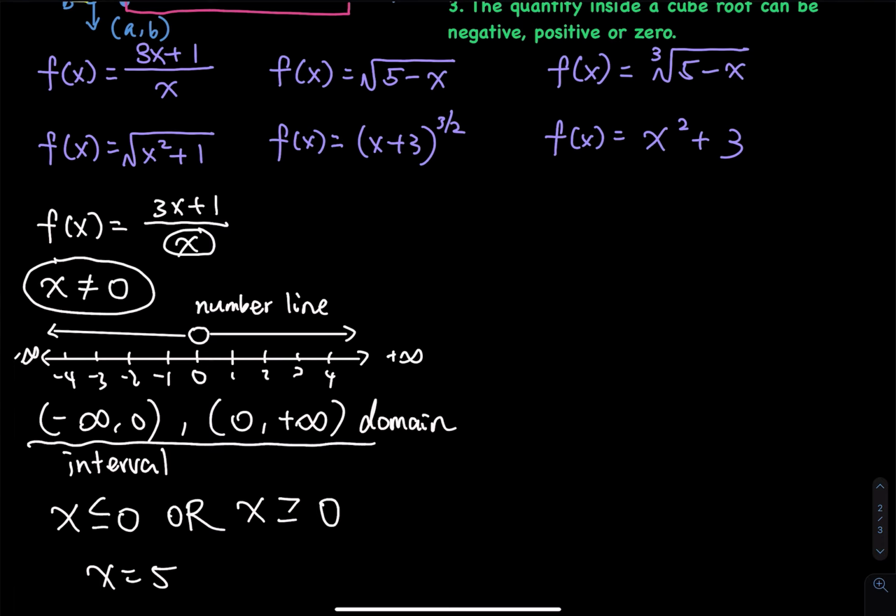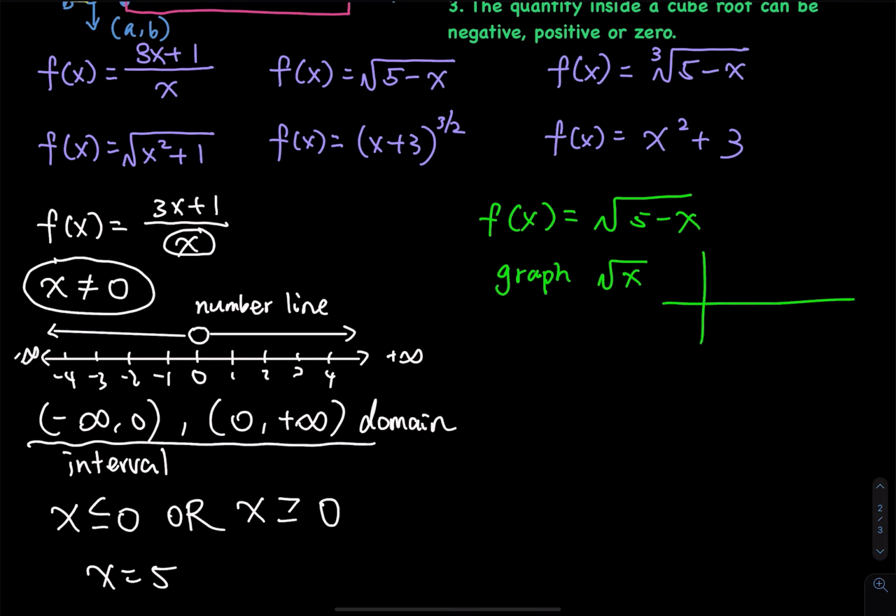All right, so moving on to the next one. The next one is f of x equals the square root of 5 minus x. Before we start, I would like to review the graph of square root of x. So the graph of square root of x looks like this. You start at the origin 0, 0, and then you draw an increasing function. So that is square root of x. So x can be 0 or x can be anything greater than 0, right? So x must be greater than or equal to 0.